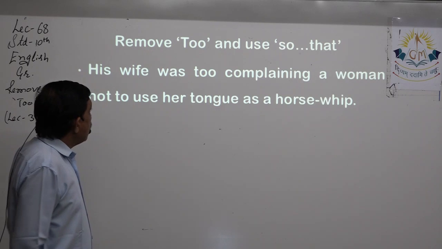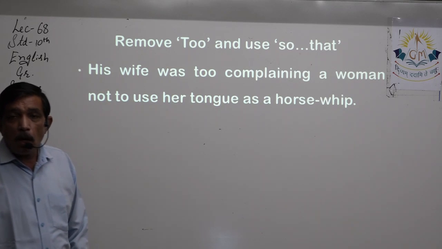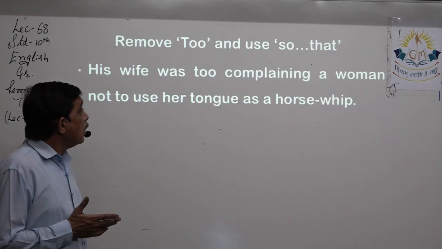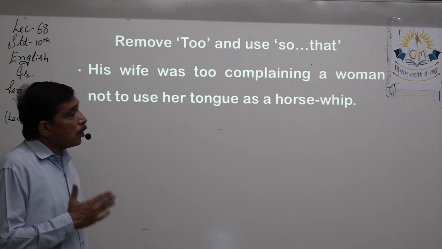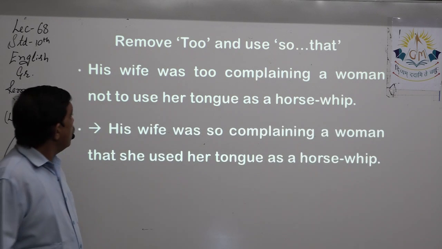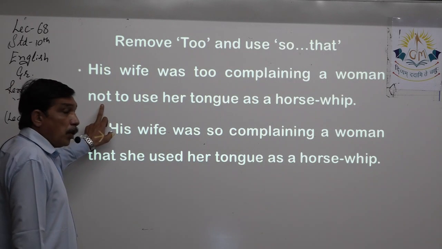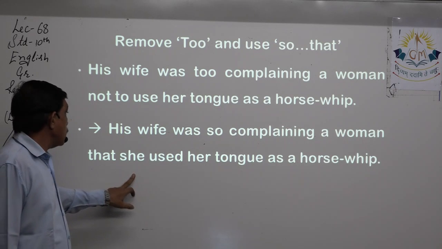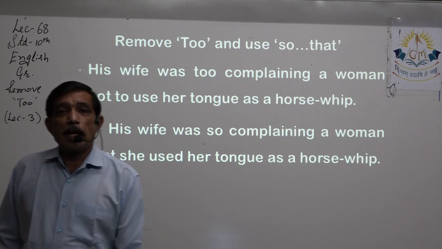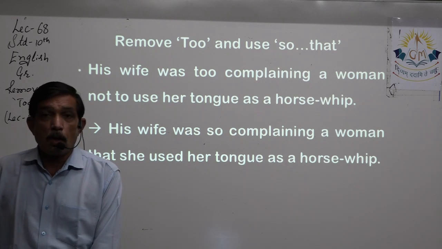So his wife was too complaining a woman not to use her tongue as a horsewhip. Yes, so his wife was too complaining a woman. His wife was so complaining a woman that, yes or no? His wife was so complaining a woman that, we will remove not, then the sentence will remain the same. She used her tongue as a horsewhip. So complaining that she used her tongue as a horsewhip. I think you all understand what a horsewhip is, right?